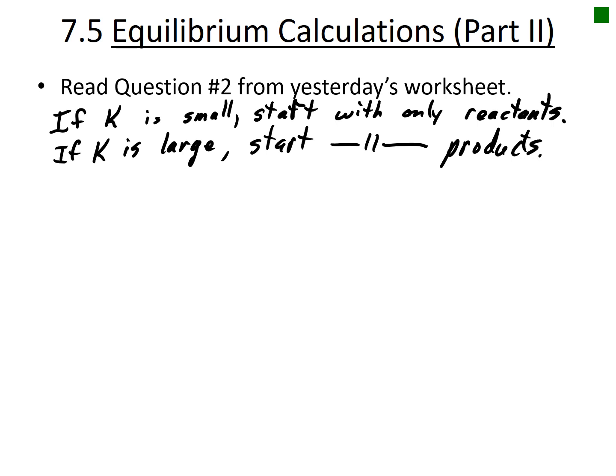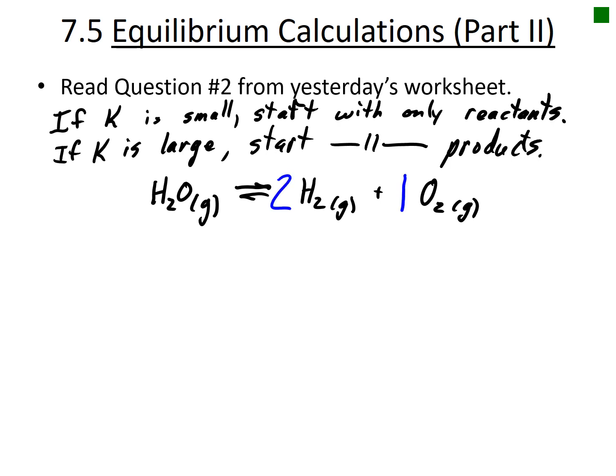Remember, leave a couple centimeters on the left-hand side of your page. We're going to start the reaction here with H2O gas in equilibrium with H2 gas plus O2 gas. So far, so good. I'm going to just switch colors for a second to balance this thing. So we're going to have 2, 2, and 1. All right, so we've got this thing nicely balanced.